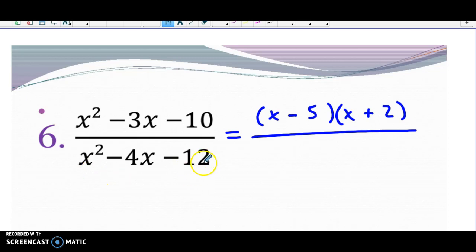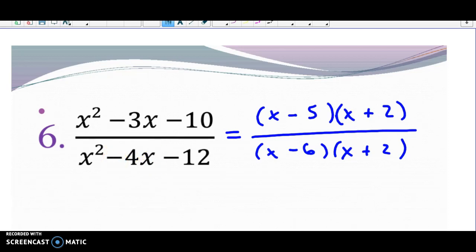In my denominator, I'm looking for factors of -12 that will add to -4. So I'm looking at a 6 and a 2. So if I do a -6 and a +2, that will give me my -12 third term, but also will add to -4x.